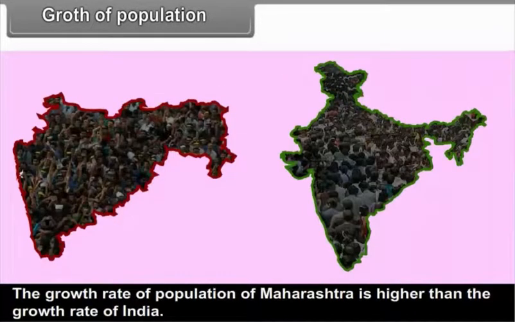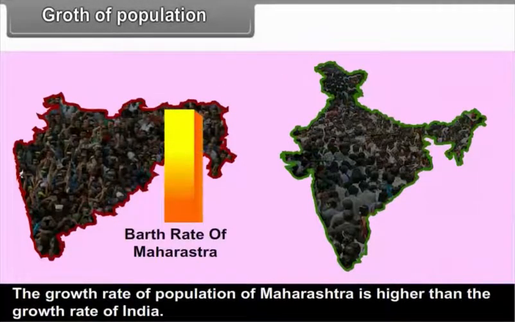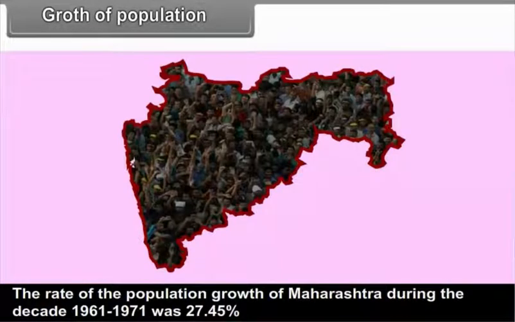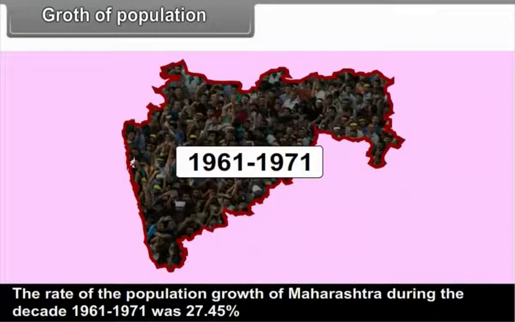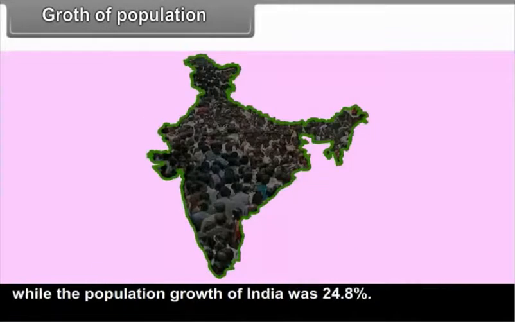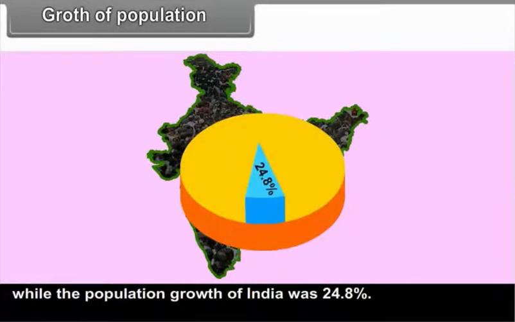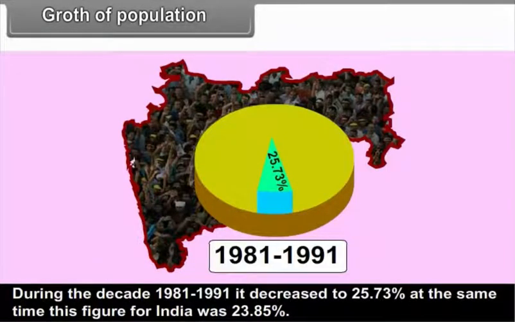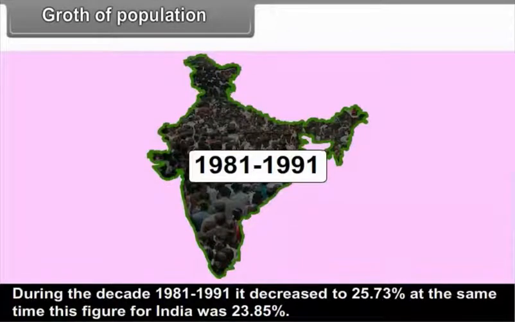The growth rate of population of Maharashtra is higher than the growth rate of India. The rate of population growth of Maharashtra during the decade 1961 to 1971 was 27.45%, while the population growth of India was 24.8%. During the decade 1981 to 1991, it decreased to 25.73%. At the same time, this figure for India was 23.85%.